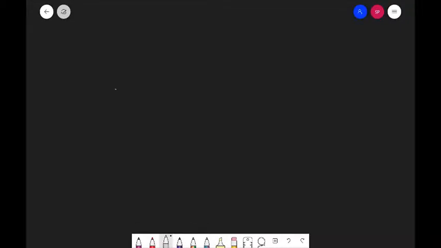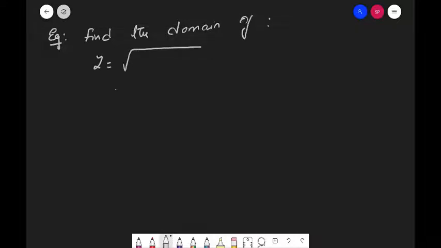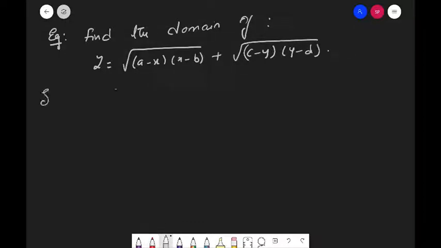Now let us look at the second example. Here you are given the function. Find the domain of z is equal to under root of a minus x into x minus b plus under root of c minus y into y minus d. So let us look at the solution.